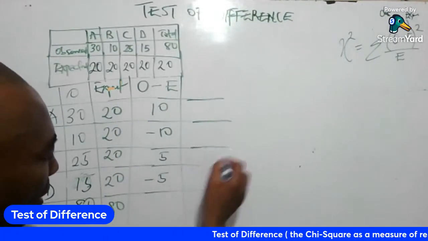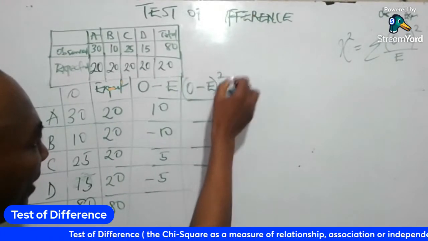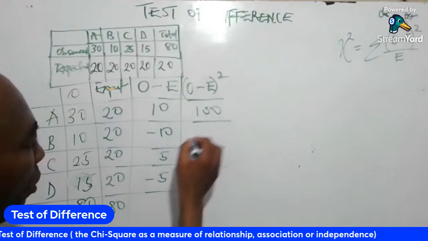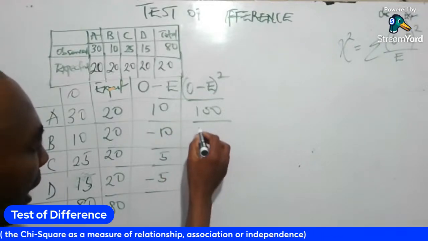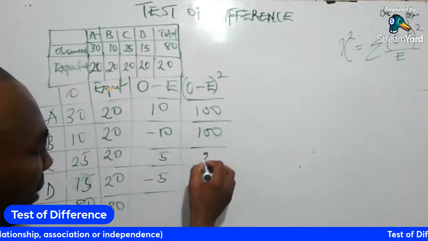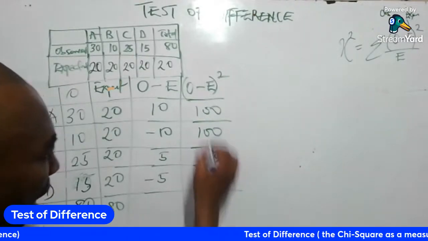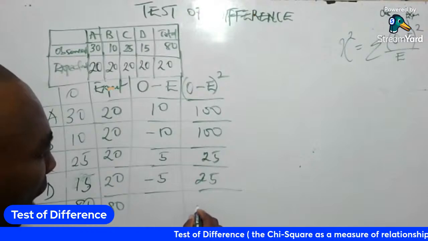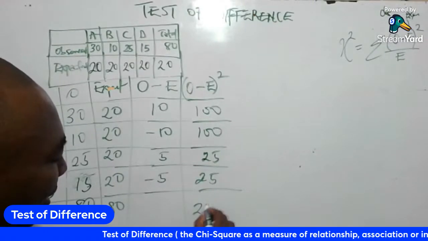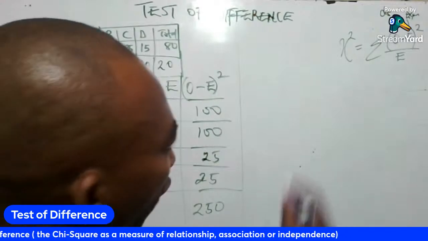Thereafter, you have to square the observed minus expected value. So when I square 10, that will give me 100. When I square 5, that will give me 25. If I square minus 5, it will give me 25 as well. And when I add everything together, this is going to give me 250. So let me put these into the formula now.